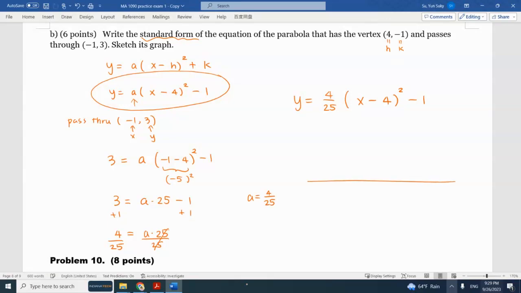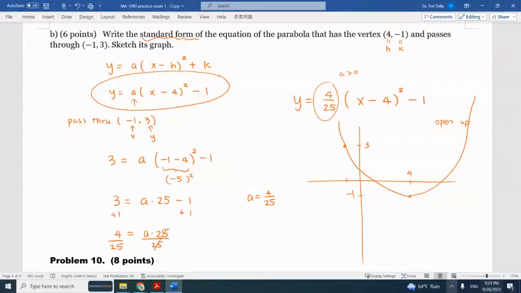Sketch its graph. Look at the graph. It has the vertex (4, -1), and it passes through (-1, 3). You know a is positive, so it opens up. So we open up and it passes through that point. So this is the parabola.